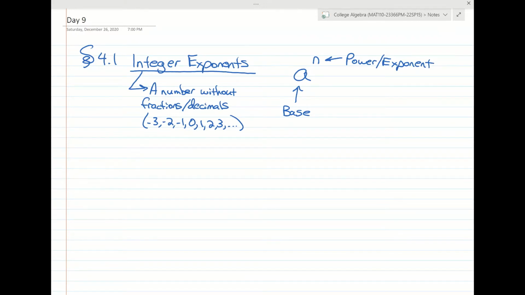So to get started first, I wanted to talk about what's called the product rule. The product rule just says if you have the same base and you're multiplying them, what you do is you add their exponents.